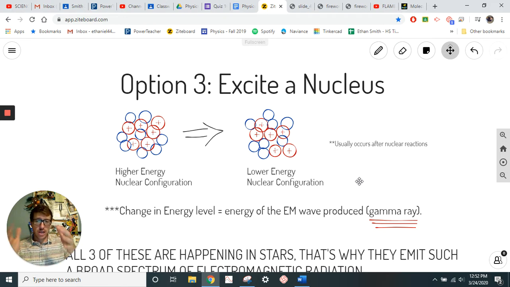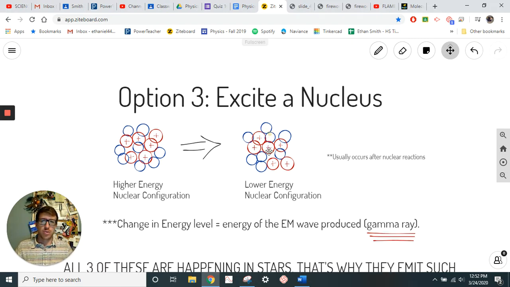The change in energy levels between these states is so much greater than that for an electron that they actually give off a gamma ray, which is kind of interesting. These come off of stars and after things like uranium reactions. They are naturally occurring, and as you know, gamma rays can be quite dangerous. Okay, so this is the third way.